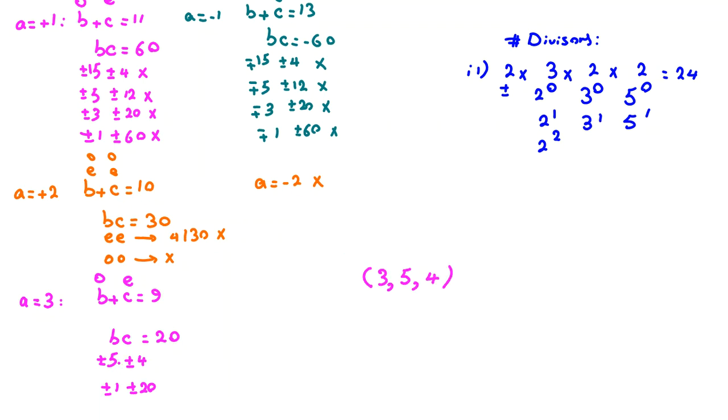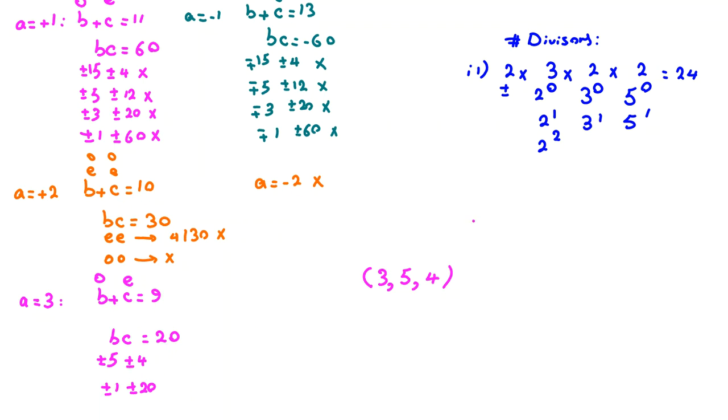Both of them should be negative or positive. If both of them be negative, B plus C will be negative. Why should both of them be negative or positive? Because BC, the product, is positive. If both of them be negative, for B plus C, we have problems, so both of them should be positive.